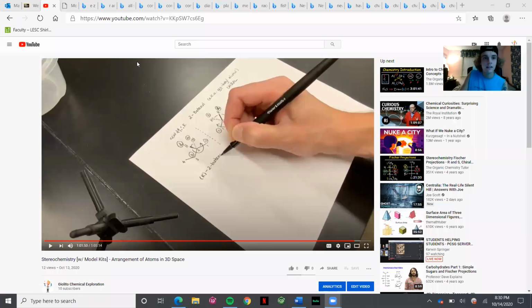So first of all, E and Z configuration. Whoops, I just realized I haven't shared my screen with you guys yet. So let me do that real quick. Share screen. Just share. All right, cool.